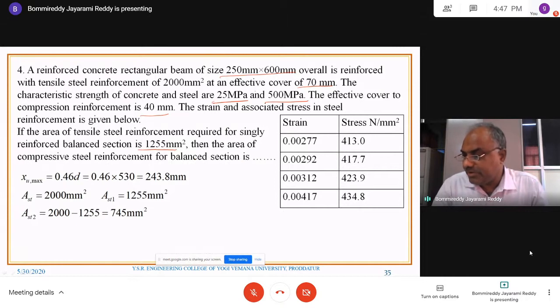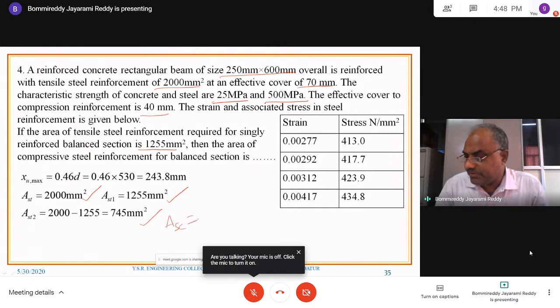So here what is going to give here, the total steel reinforcement is 2000 millimeter square. Out of this, 1255 millimeter square is the steel reinforcement corresponding to the balanced section. That means this is AST1 and 2000 is the total steel, so AST2. What is AST2? AST2 is nothing but total minus AST1. This is AST2. What is the question? Question is area of the compression steel reinforcement is. The question is what is ASC?